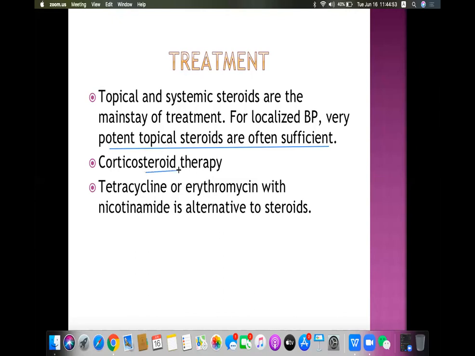Another one is oral corticosteroid therapy, also known as systemic corticosteroid therapy, which can be tried. And even tetracycline or erythromycin with nicotinamide is an alternative to steroid. But we really do not know the mechanism of action of this in this case. Nicotinamide is vitamin B6, sorry, B3. Niacin or nicotinamide is vitamin B3. So B3 along with these antibiotics can be tried, which are alternatives to steroid, but the exact mechanism is not known, how they act here.